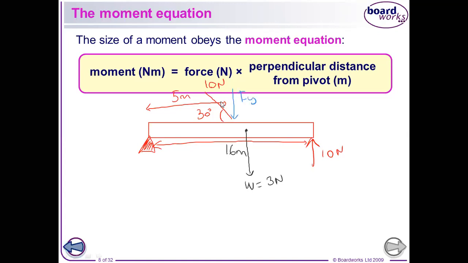Fy and Fx components, right? So in here, as you know, Fx is not going to have any turning effect, so we will just ignore this force. So we have to find Fy. To find the Fy, what will we do? We do 10 times, is it sine 30 or cosine 30?